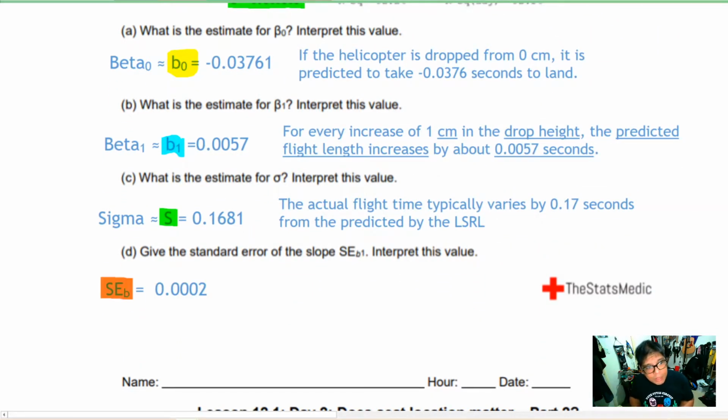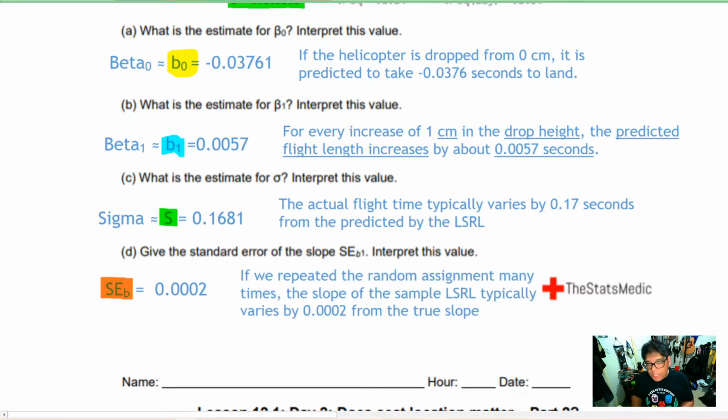SEB is equal to 0.0002. Here what we're saying is that if we repeated the random assignment, if we did this experiment many, many times, the slope of the sample LSRL would typically vary by about 0.0002 from the true slope. It's a very small number, so that's good.